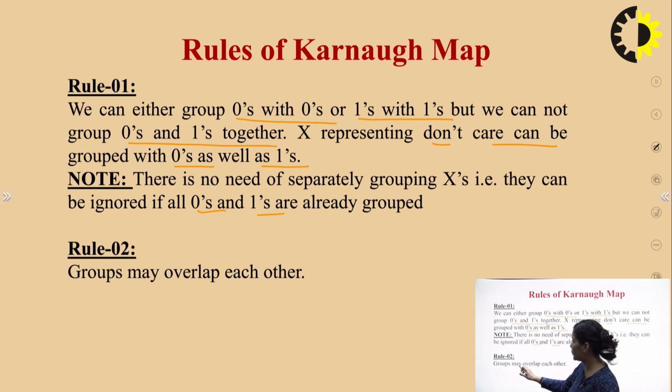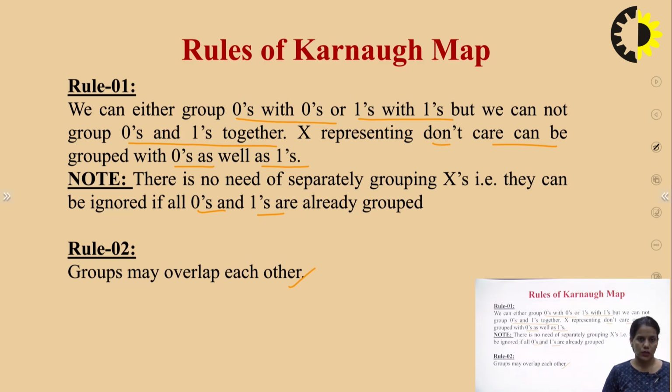Now, rule 2 is that groups may overlap each other. During minimization using K-maps, you can overlap the groups. Suppose the elements in a particular group have been used, you can use those elements as well to make another group, that is known as overlapping.